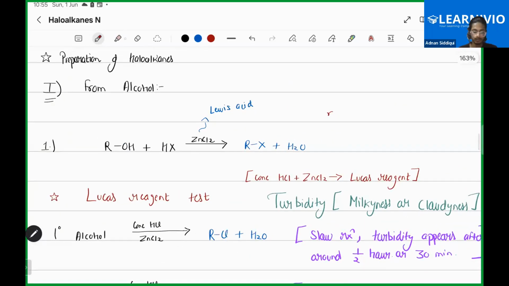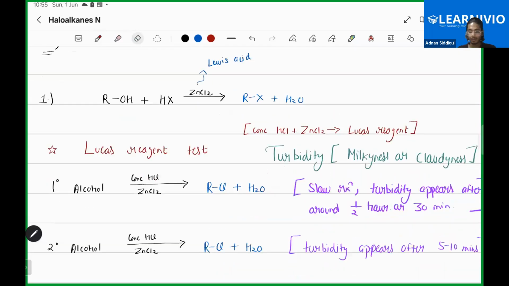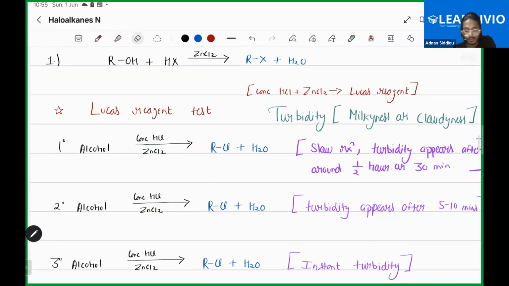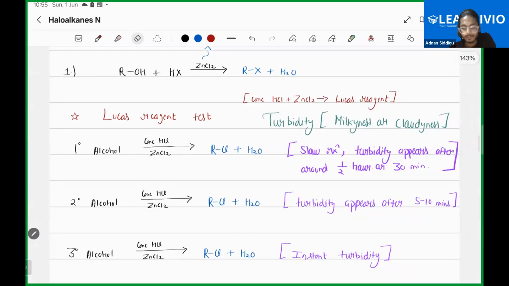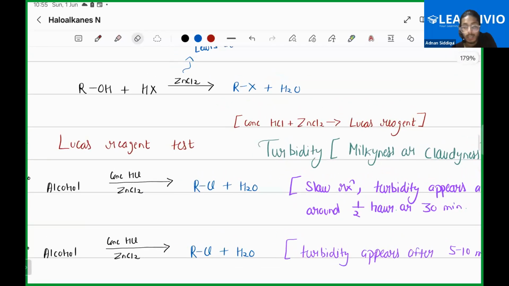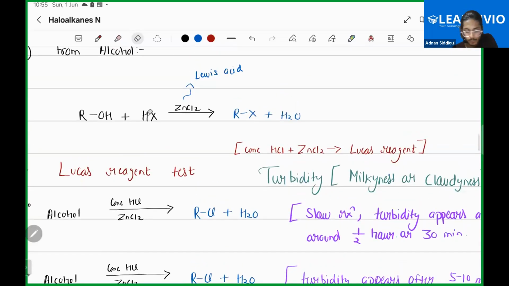Now let us understand the mechanism. First of all, let us understand what is Lucas reagent. The Lucas reagent is the mixture of HCl plus ZnCl2. If you are mixing concentrated HCl with ZnCl2, it is called Lucas reagent. And this Lucas reagent is very useful to differentiate between 1 degree, 2 degree, and 3 degree alcohol.